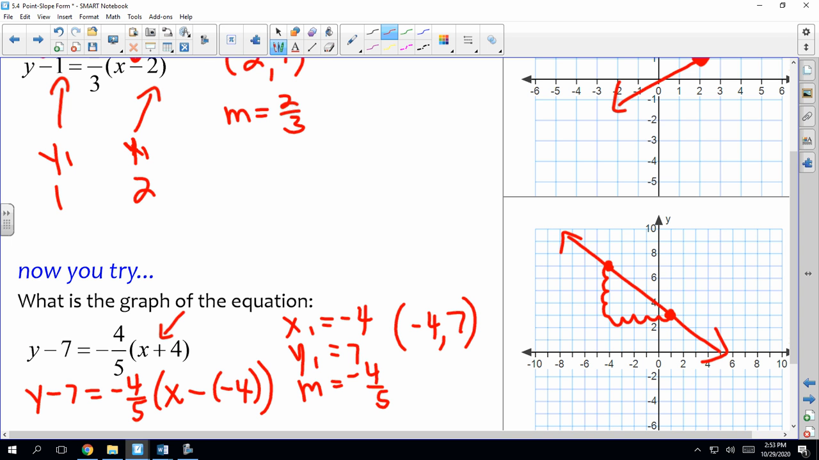So I wanted to show you that example because of this guy right here. We've got the plus sign in there, so the actual value of x sub 1 is negative 4. It's the opposite of that sign.